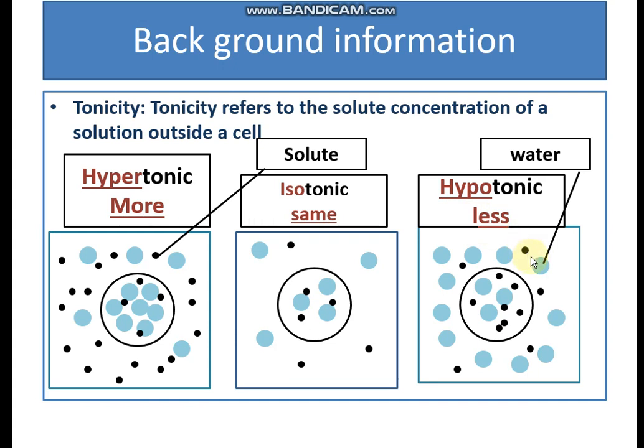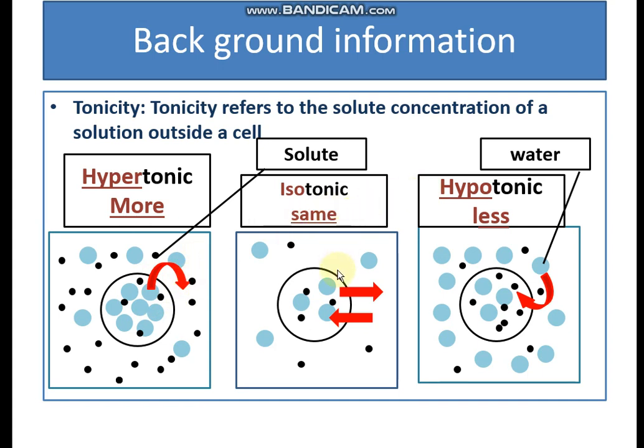So over here, in hypotonic conditions, there is less solute and more water, while inside the cell there is more solute and less water. So as a result, in case of hypertonic, as you know that in osmosis water moves from higher water potential to lower water potential, water will move out of the cell.